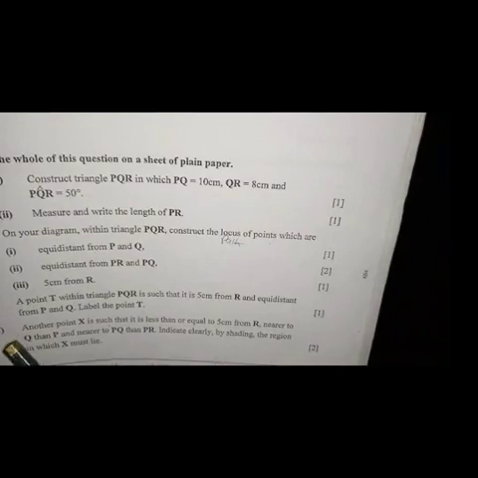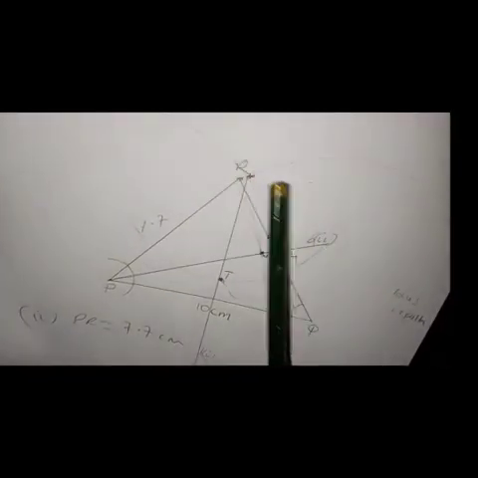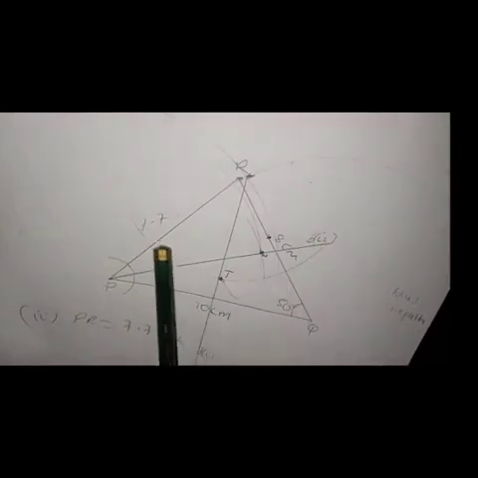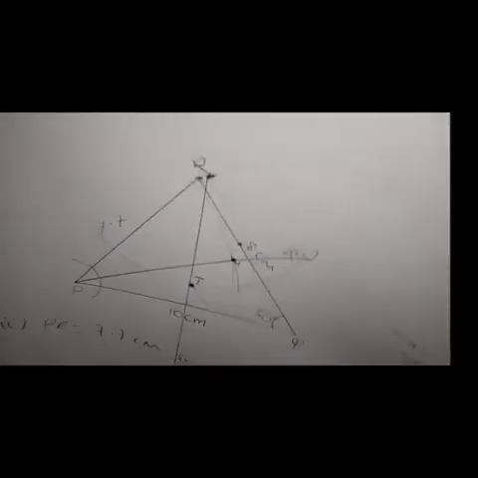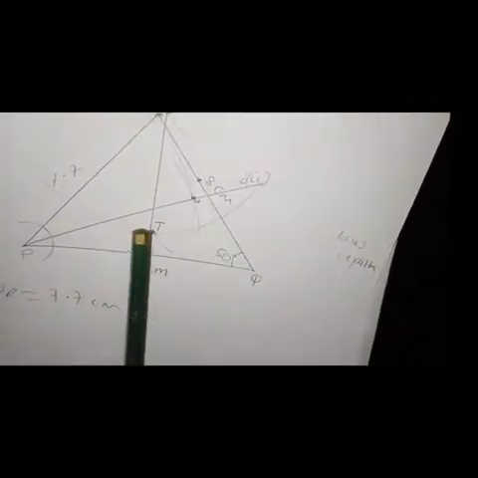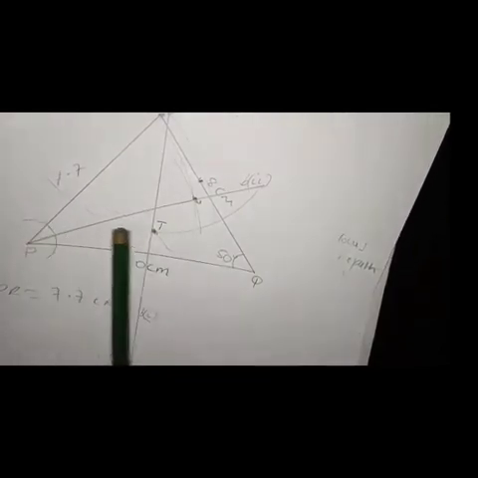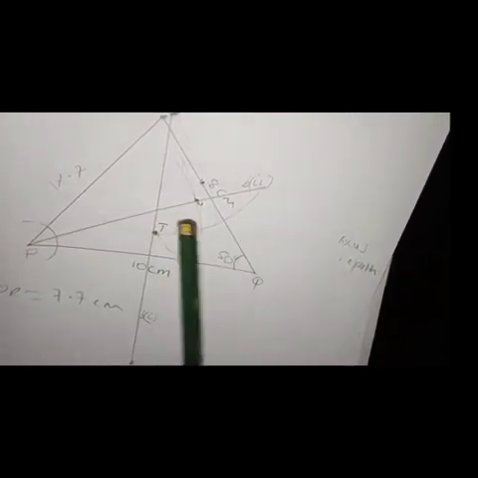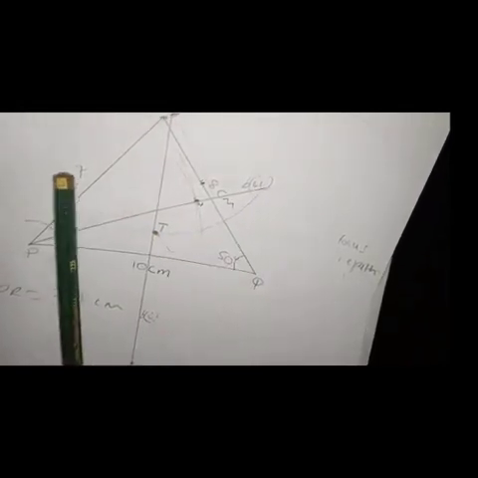Another point X is such that it is less than or equal to 5 centimeters from R. Is this locus that we drew, 5 centimeters from R. It is nearer to Q than P. It is closer to Q than P. Closer to Q, it means here, than P, meaning we won't target this part going this way. We won't, but we'll target here. You see, this part will be nearer to Q and also 5 centimeters from R.